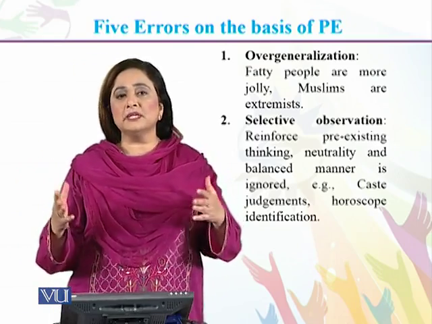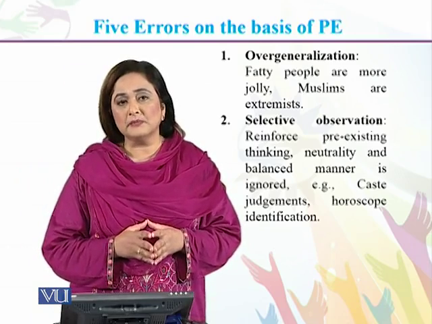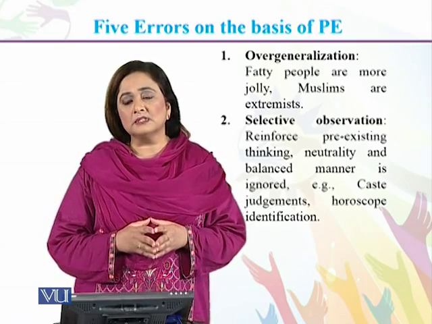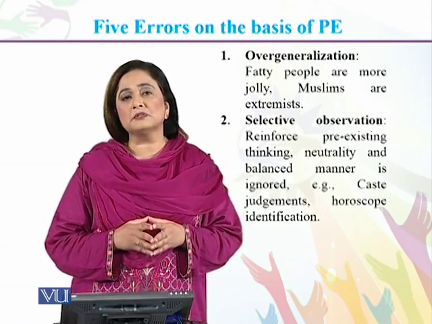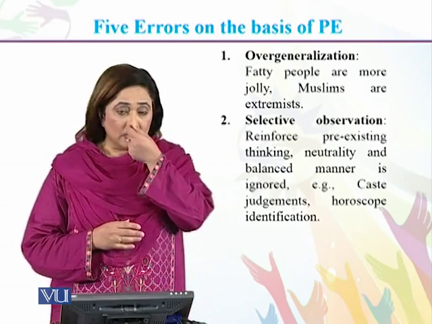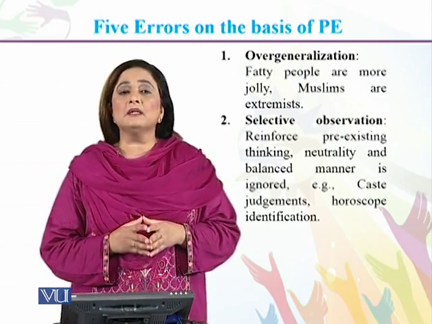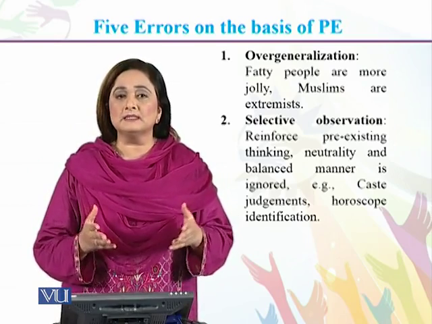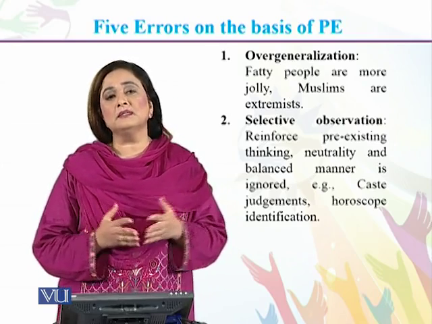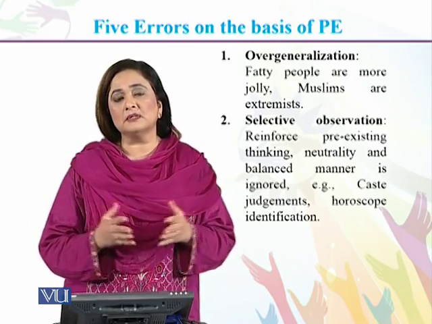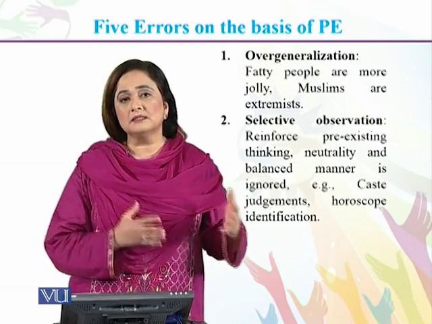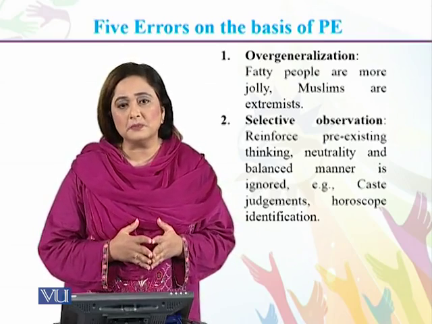These are the major errors which we commit on the basis of personal experience. If we divide these errors, we see that there are 5 major errors, and number 1 is overgeneralization. Normally we commit a mistake when we overgeneralize things. For example, we say that fat people are more jolly, and it is not the case with every fat person. Maybe a few, but others can be serious people as well.